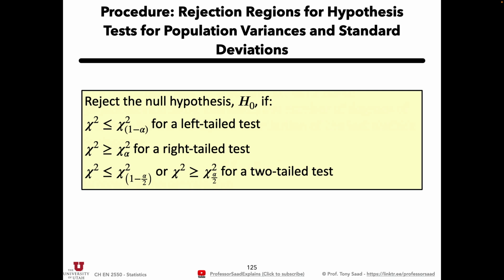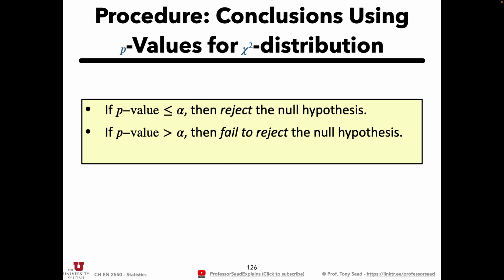They're not going to be mirror images of each other. Okay? So for the two-tailed, you have to know both of these values, chi-squared 1 minus alpha over 2 and chi-squared alpha over 2. Once we show a diagram, it becomes a little clearer. We do the same thing: p-value less than alpha, then you reject the null, and p-value greater than alpha, you fail to reject the null.